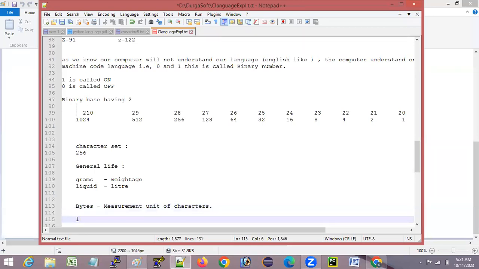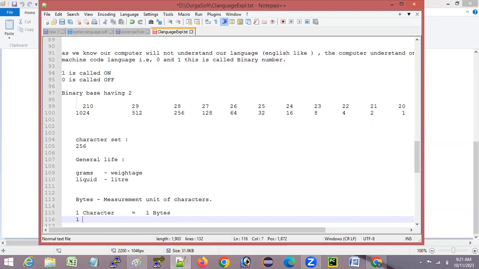One character equals 1 byte. 1 kilobyte, generally we know 1 kilo is 1,000. But here we have 2 raised to 10, which is 1024. Now somebody will ask, why is 1 kilobyte equal to 1024? You have to answer that because 2 raised to 10, the binary value, is 1024. That's why 1 kilobyte equals 1024 bytes. Is it clear, guys?